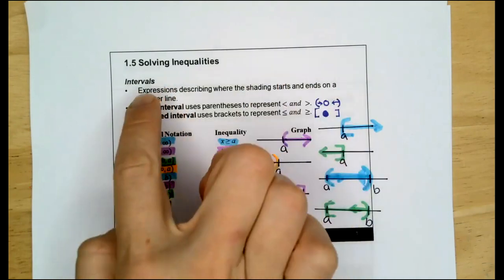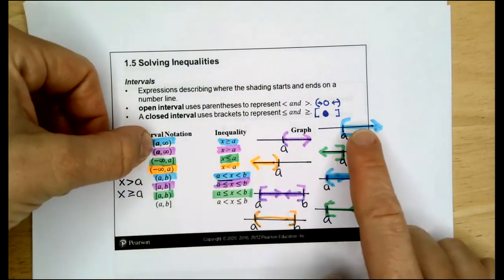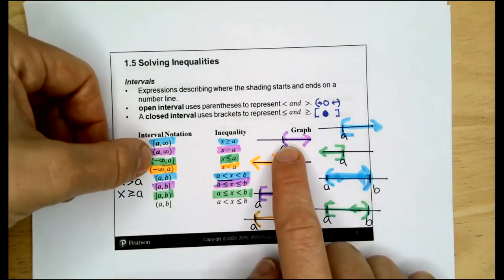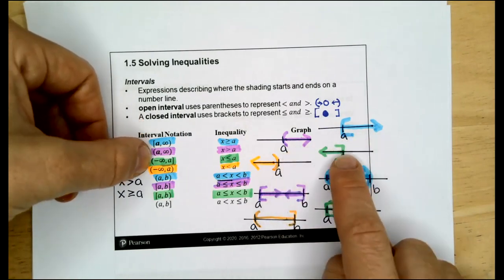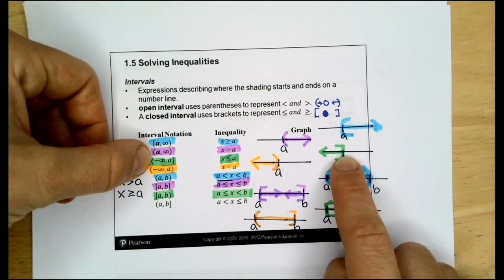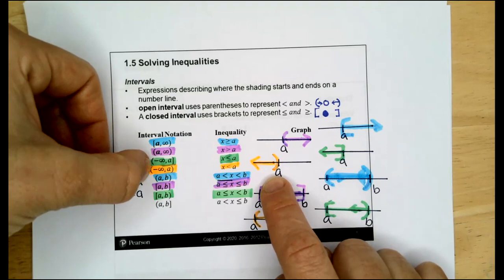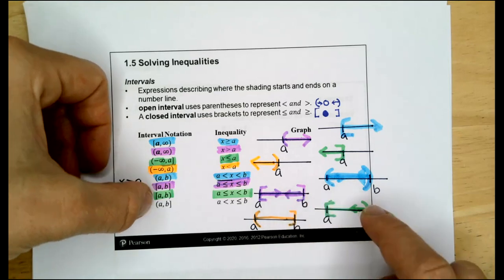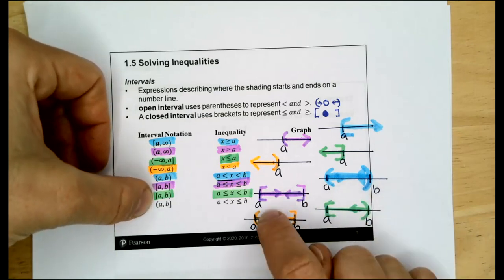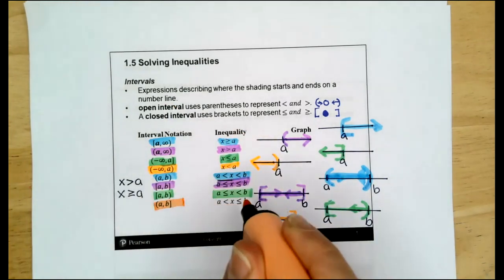This is the interval, or the part of the number line. What part of the number line am I talking about? I'm talking about from a forever. What part of the number line am I talking about? A forever. Excluding a, including a. Here I'm talking about from negative forever to a, including it, from negative forever to a, excluding a, from a to b, from a to b but including a and b, including a but not including b, and then this one would be excluding a, including b.